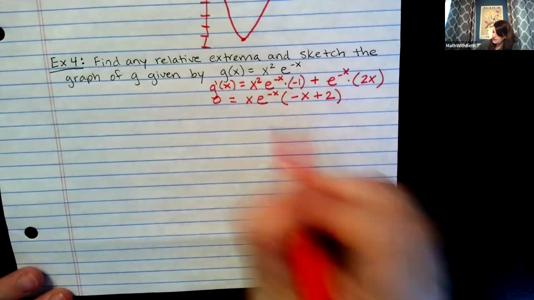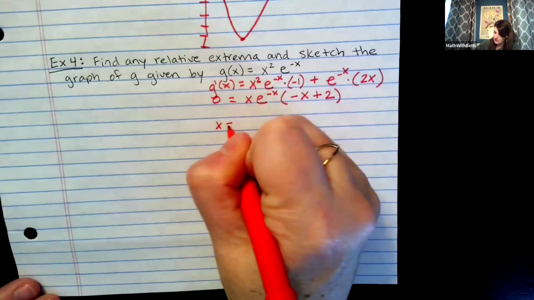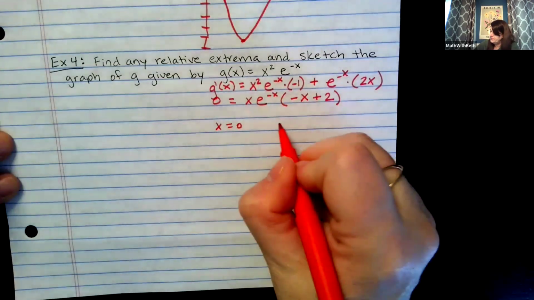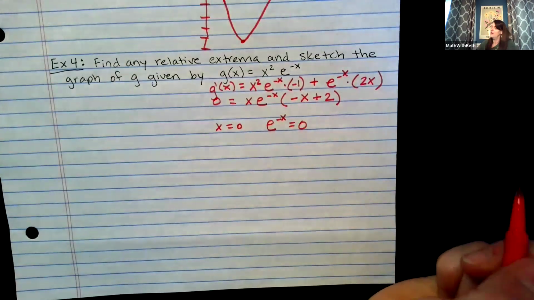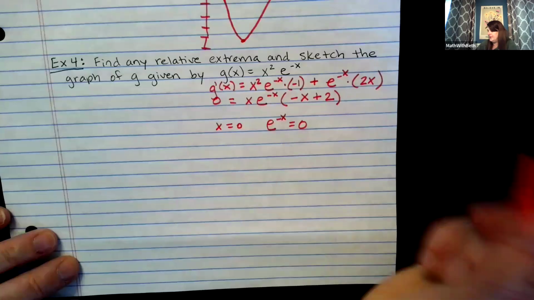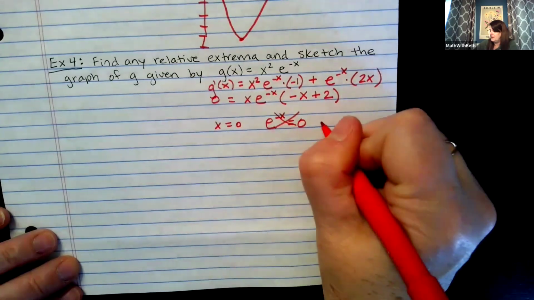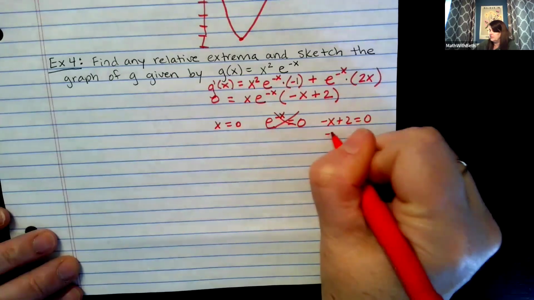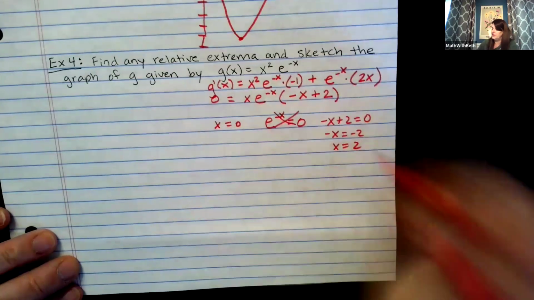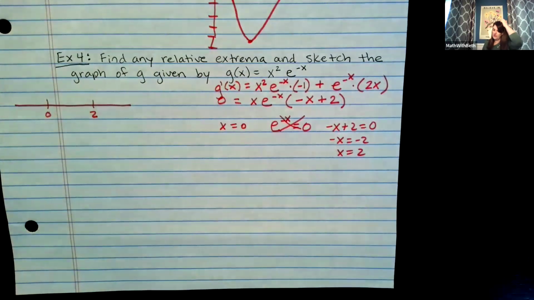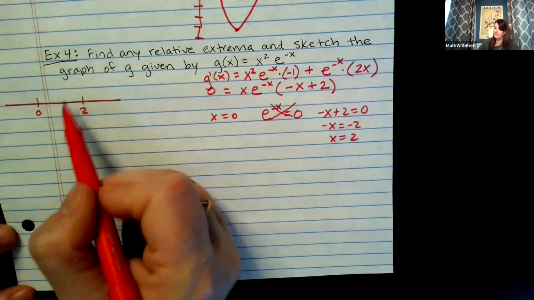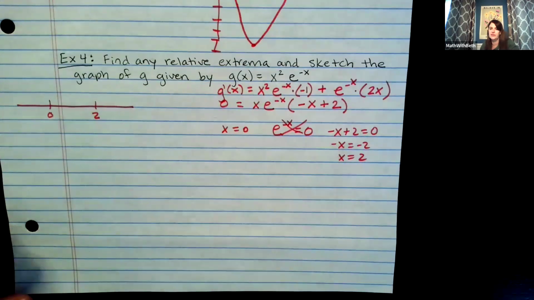So if I set each of these equal to 0, I would get 0. If e to the negative x equals 0, that can't happen. And if negative x plus 2 equals 0, I would eventually get 2. So 0 and 2 are the numbers we are looking for to plug into the first derivative to see if it's increasing or decreasing.